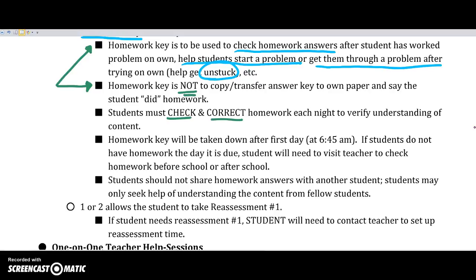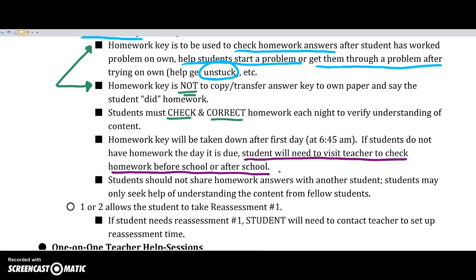If students did not have homework the day it's due, students will need to visit the teacher to check their homework before school or after school. So those homework answer keys are always available. The only time it will be available at home will be the day it is assigned.